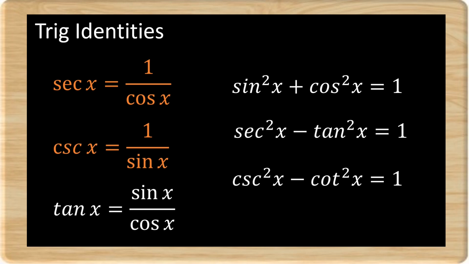Cosecant x is equal to 1 over sine x. Tangent x is equal to sine x over cosine x. Sine squared plus cosine squared is equal to 1. Secant squared x minus tangent squared x is equal to 1. And cosecant squared x minus cotangent squared x is equal to 1.